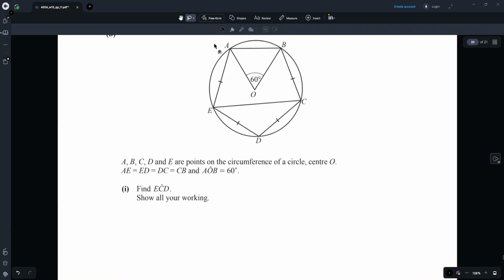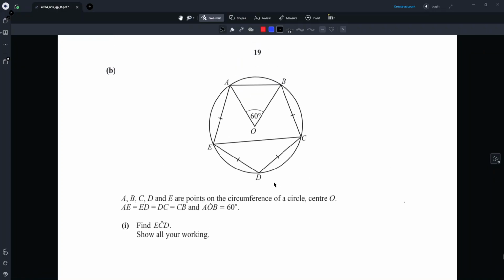So in this case, A, B, C, D, and E are all points on the circumference of a circle, center O. AE equals ED equals DC equals CB. Find ECD. So what are these 5 points here? Well, let me show you something. These are actually going to form something quite important here.